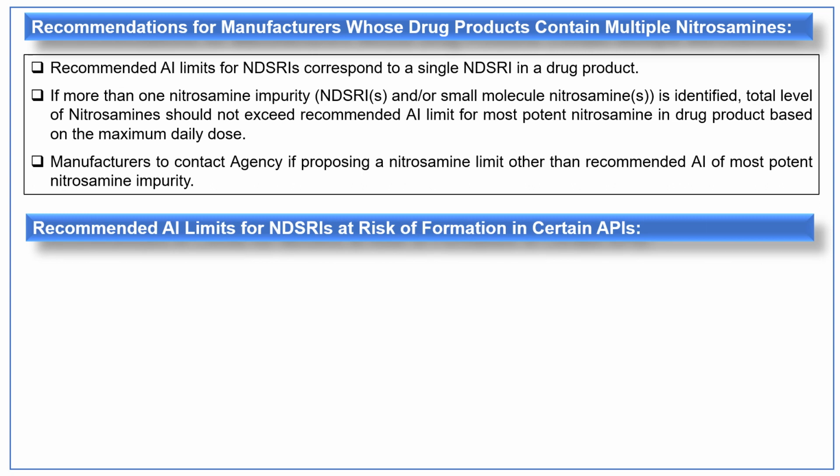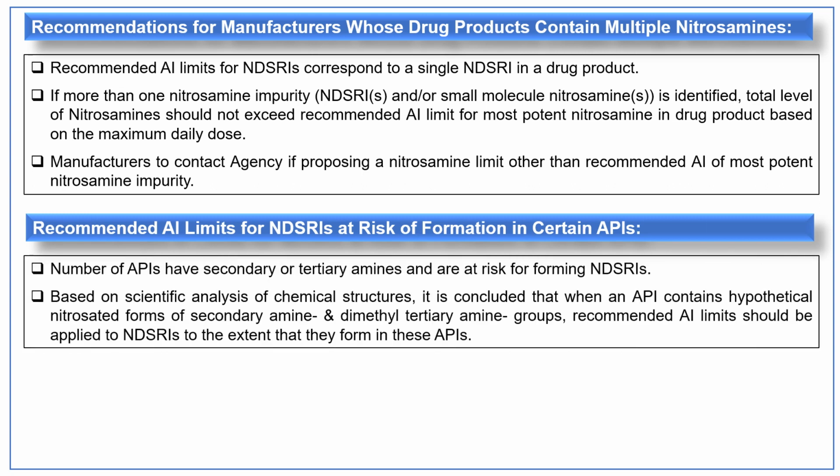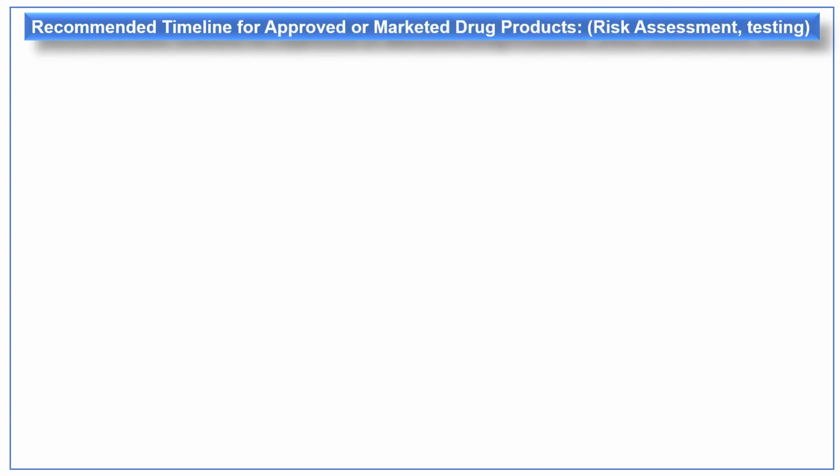Recommended AI limits for NDSRIs at risk for formation in certain APIs. A number of APIs have secondary or tertiary amines and are at risk of forming NDSRIs. Based on scientific analysis of chemical structure, it is concluded that when an API contains hypothetical nitrosated forms of secondary amine and dimethyl tertiary amine groups, recommended AI limits should be applied to NDSRIs to the extent that they form in these APIs. So, the recommended timeline for approved and marketed drug products.